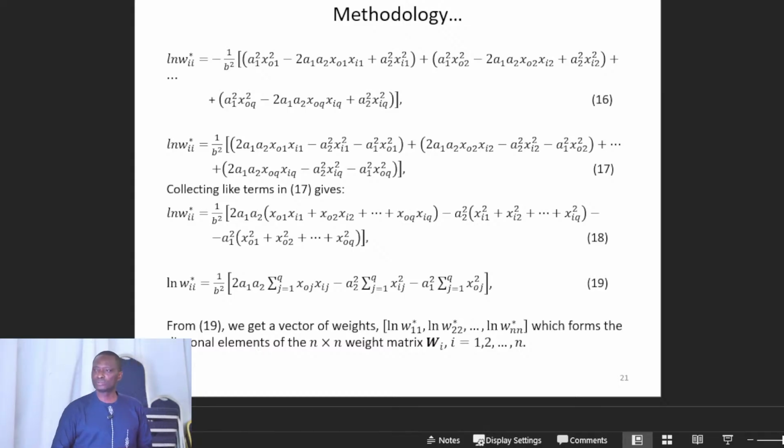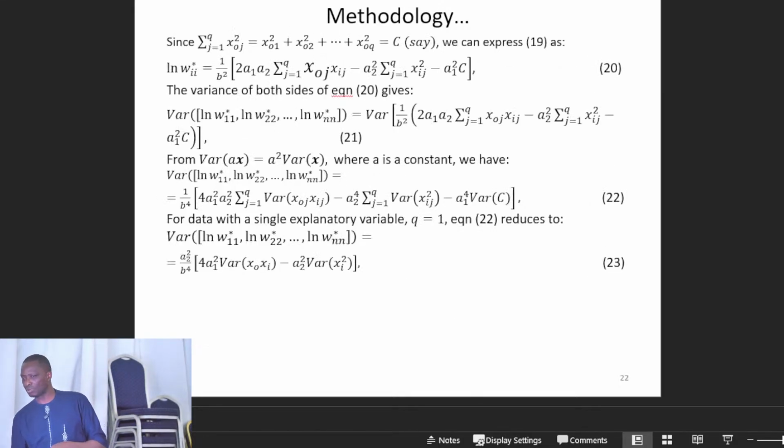In equation 16, we collected like terms, equations 17 and 18, then equations 18 and 19, like terms. Then equation 19, please go. But at the end of the day, this is what we got. Equation 22 is what we got.